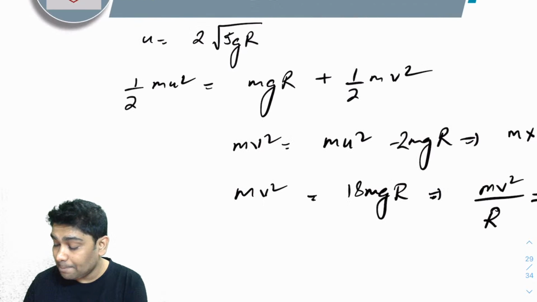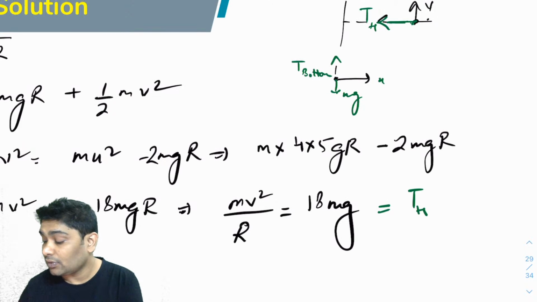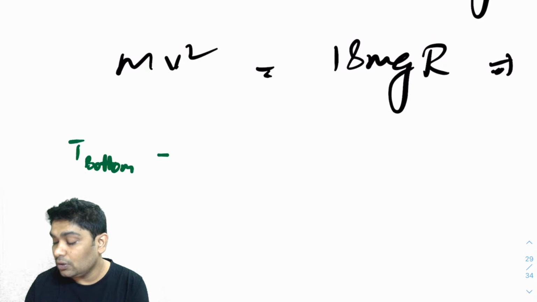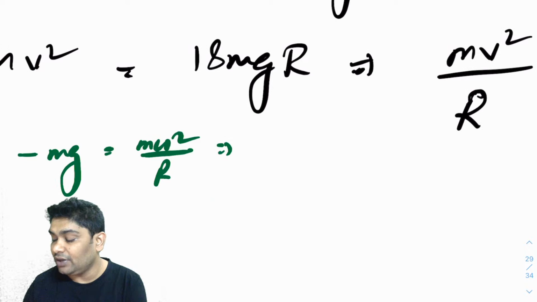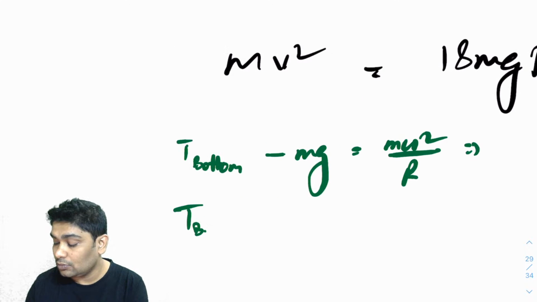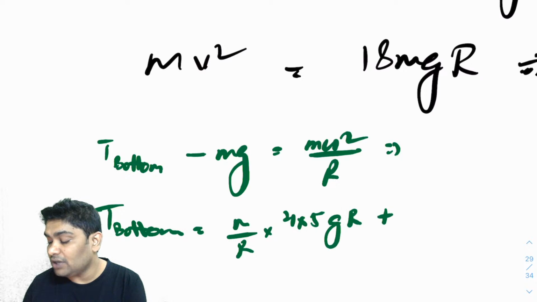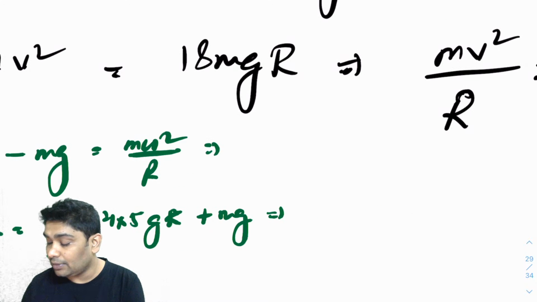T at bottom, you realize you will have T and you will have mg. So T bottom minus mg equals m u square over r. From here you will have T bottom would become m by r into u square, which would be 4 into 5 g r, plus mg. So that will be 21 m g r over r, that is 21 mg.